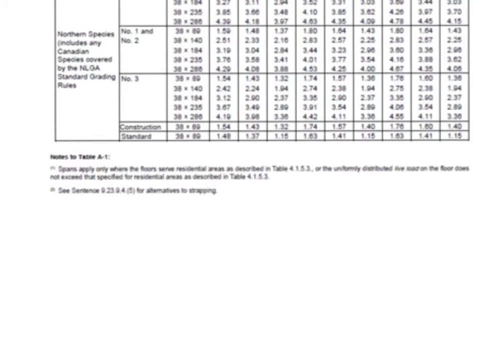So the first note says that spans apply only where the floors serve residential areas as described in table 4.1.5.3, or the uniformly distributed live load on the floor does not exceed that specified for the residential areas described in table 4.1.5.3. So you'll be going back to table 4.1.5.3 to see what that says. Basically what that's saying is that these serve residential floors where they have a uniform live load. So a uniform live load simply means they don't have a concentrated weight in one area. It's pretty much spread out evenly throughout the floor.